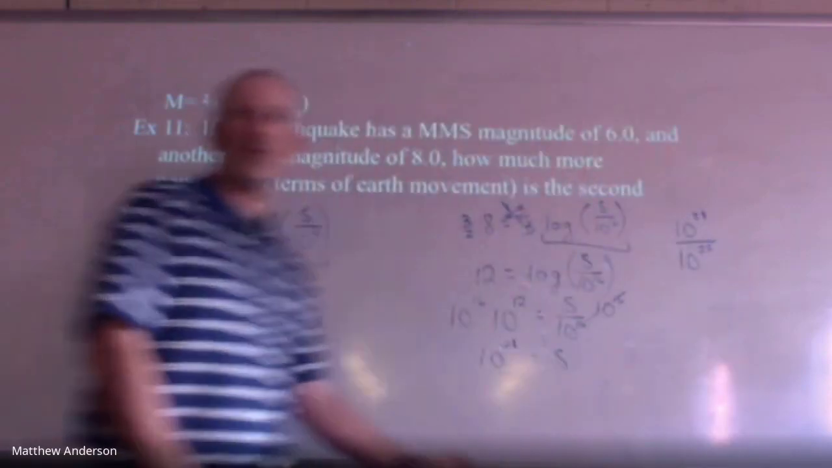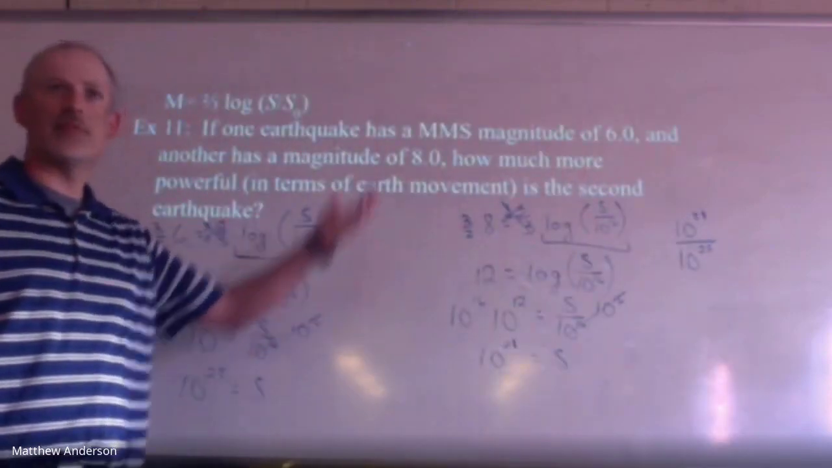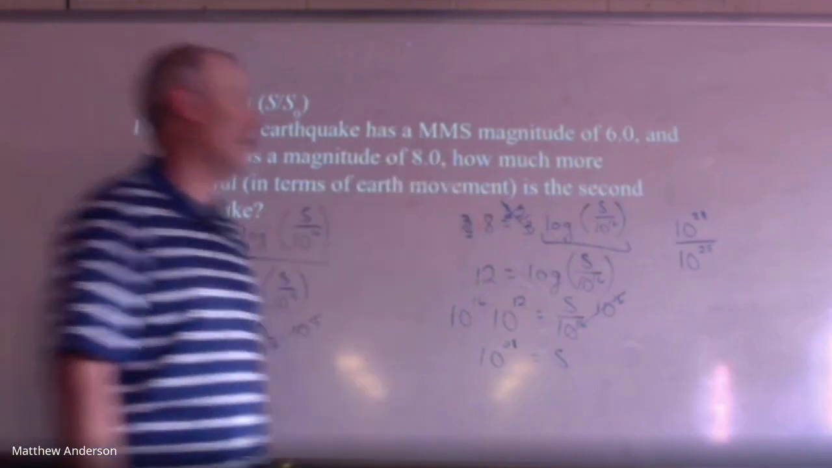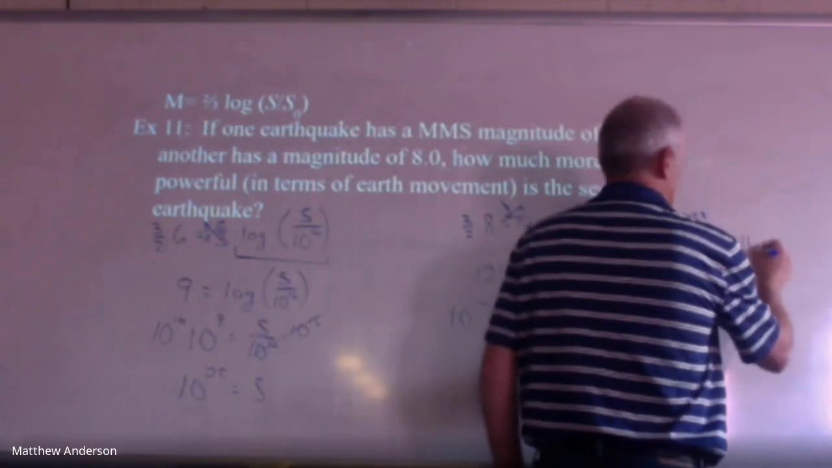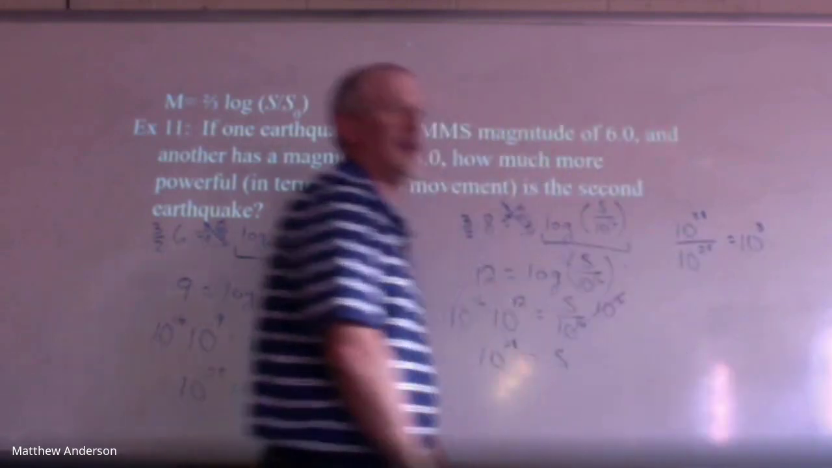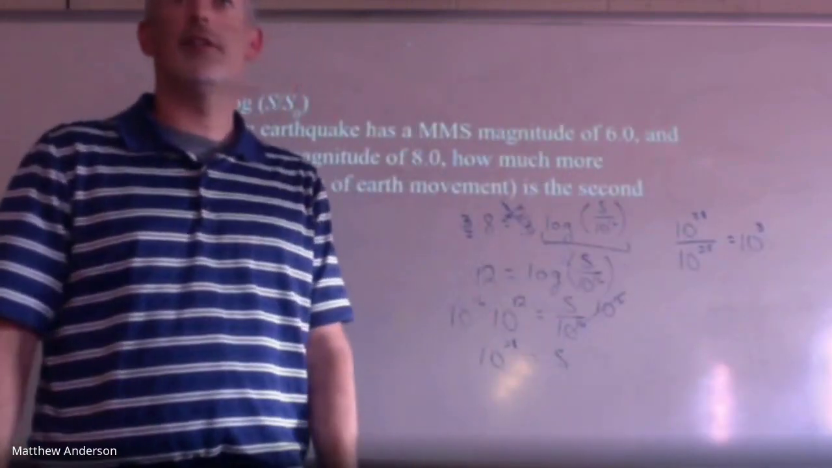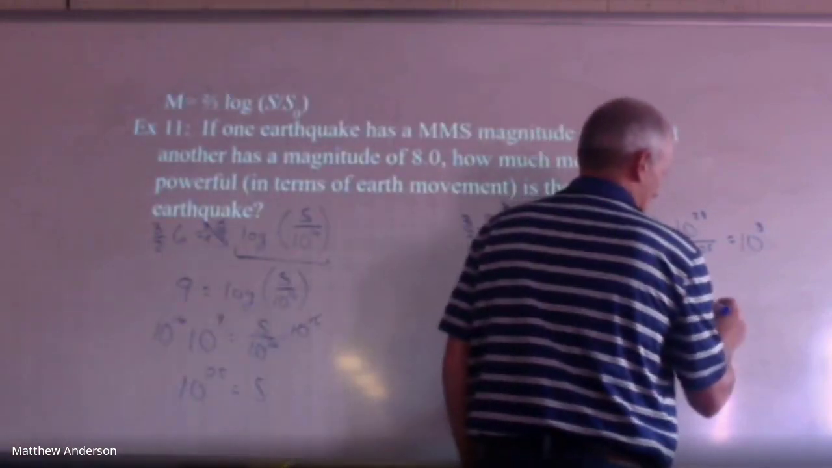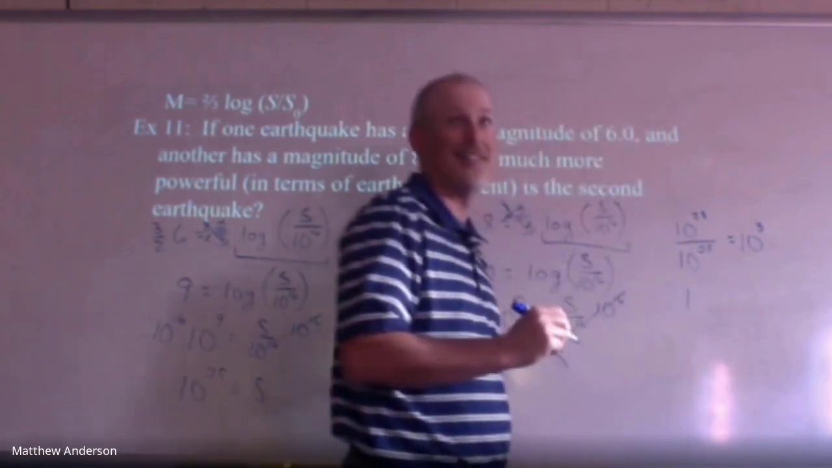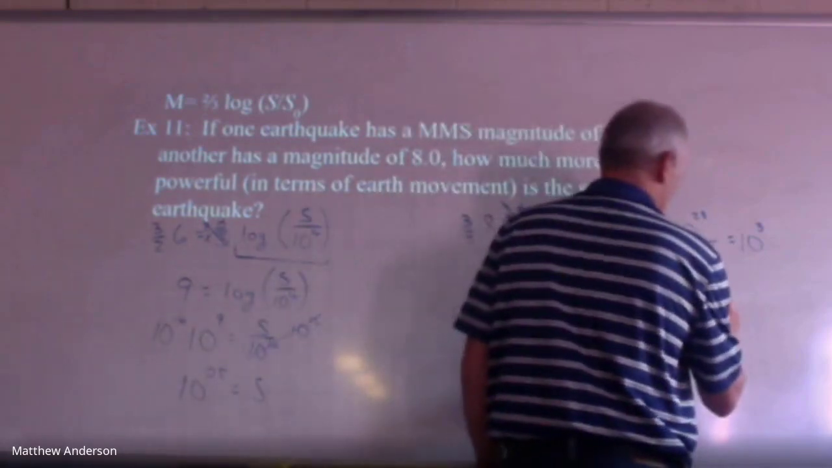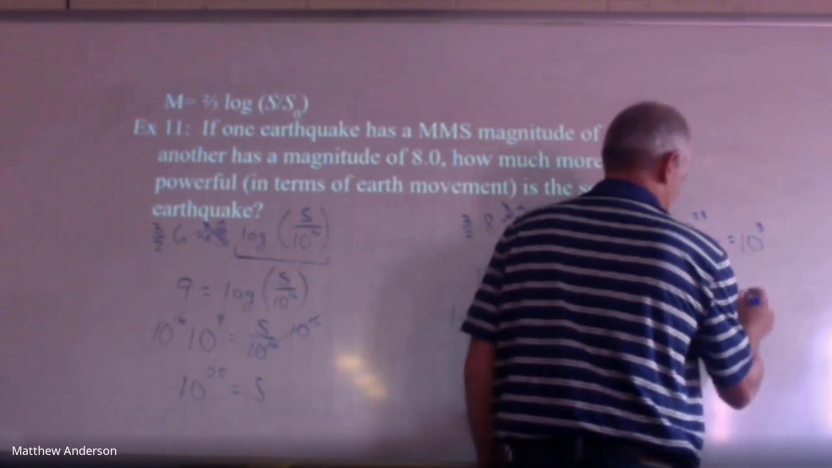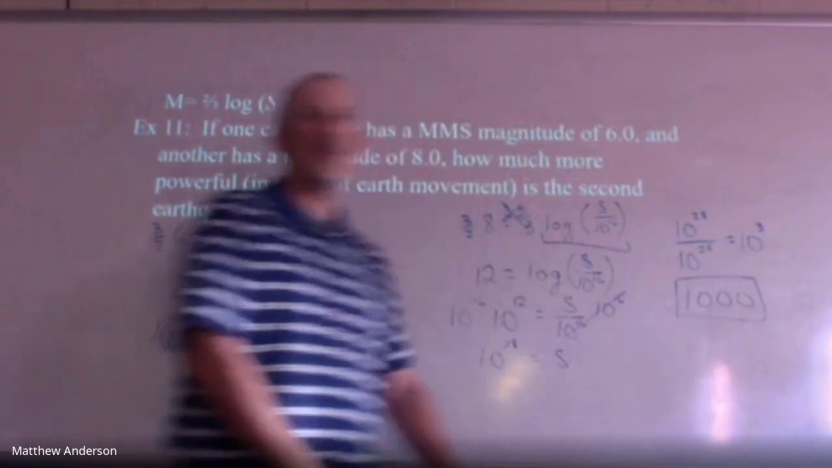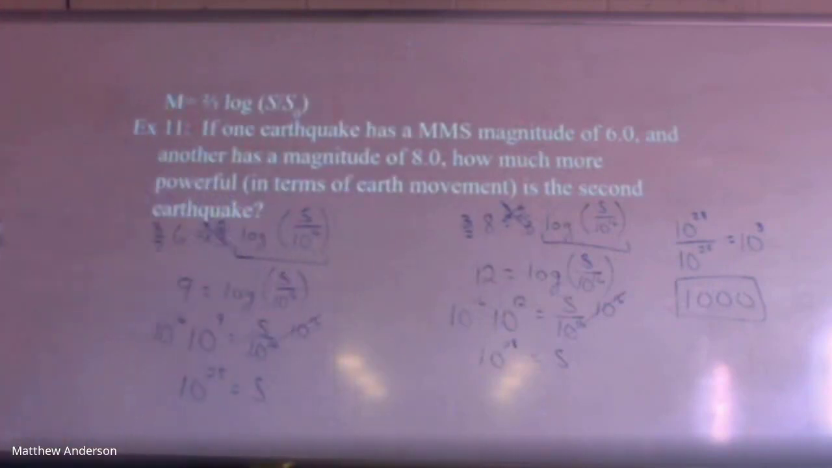And so we've talked about the rule for multiplying when bases are the same. What's the rule for dividing when bases are the same? We subtract them. So this becomes 10 to the 3rd power. And what is 10 to the 3rd power? You can use your calculator for that, or if you just know. The second earthquake was 1,000 times more powerful.